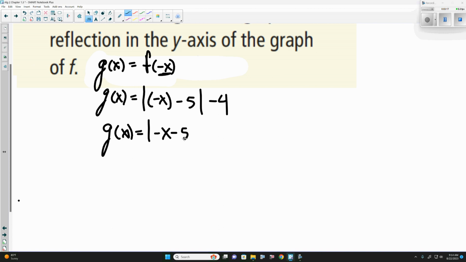Now we can drop the absolute values or simplify those out, giving us this here. Now if there had been a number in front of the parentheses, we'd have to multiply it and the negative x together. But since there's not one, we just have this here. Any questions on any of this so far? We ready for the next one?